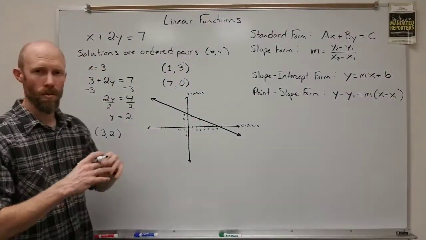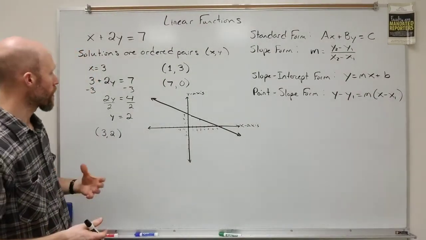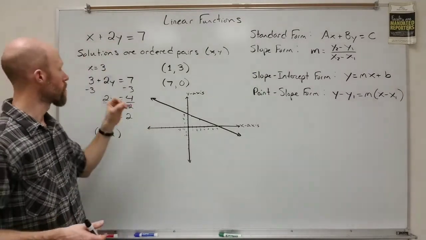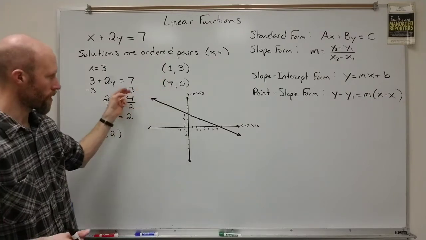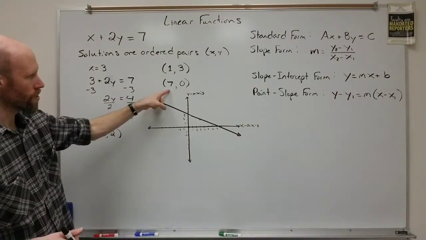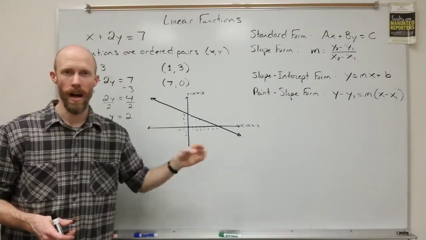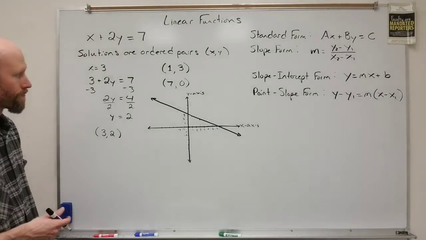So that's kind of your overview of what a linear function is. It's a 2-variable equation where the solutions are ordered pairs, and when I plot those solutions on a set of axes like this, I get a line that represents a graphical line, okay? Straight line.